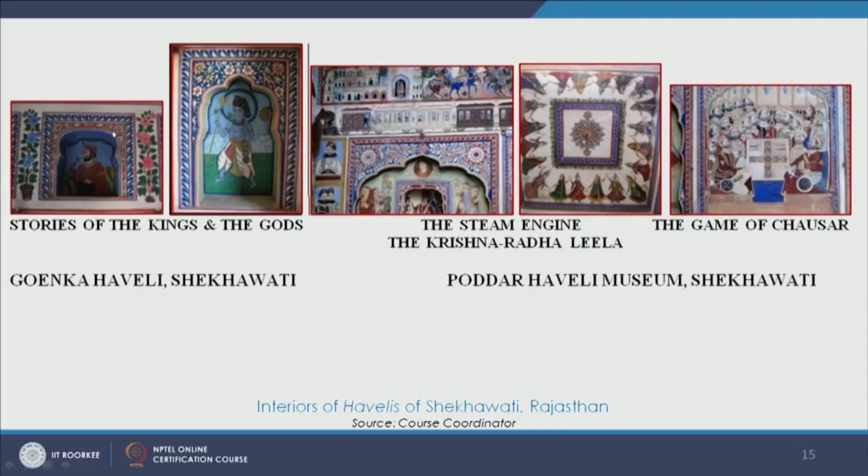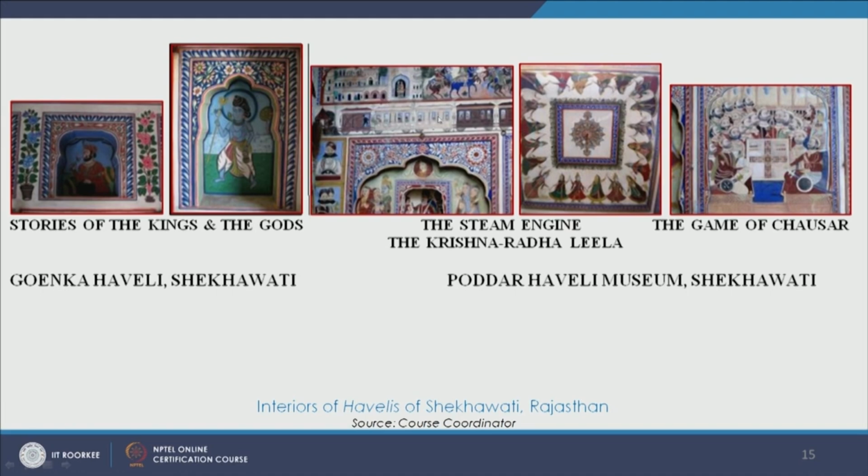So these are different paintings that I was talking about, and they also talk about different stories. So this is like Krishna Radha Leela, this is the game of Chaucer, so that is being depicted here. This is very fascinating. We see a train over here. So a lot of things are also out of curiosity, imagination, and something that was starting to happen at the time when the Britishers came, or something that's not yet there in India but people wanted it to come.